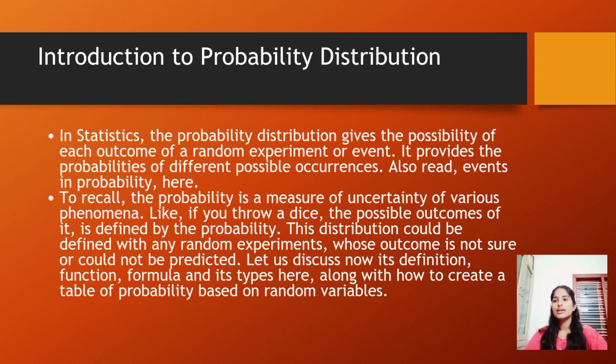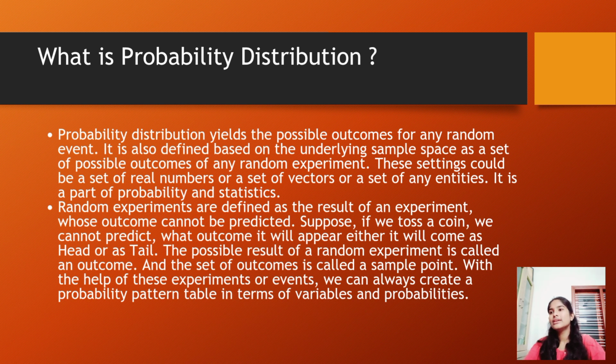Let's discuss its definition, function, formula and its types here, along with how to create a table of probability based on random variables. What is probability distribution? Probability distribution yields the possible outcomes of any random event. It is also defined based on the underlying sample space, as a set of possible outcomes of any random experiment. These sets could be a set of real numbers, a set of vectors, or a set of any entities. It is a part of probability and statistics.